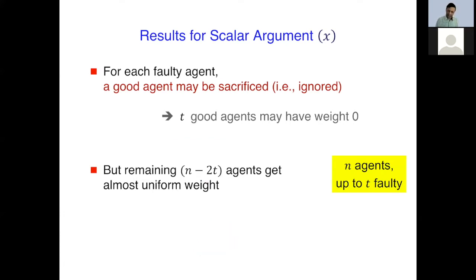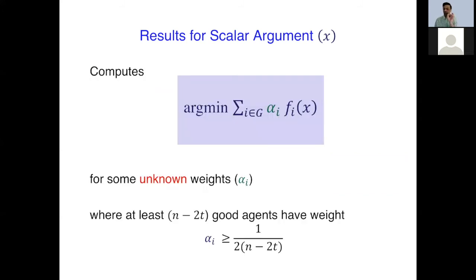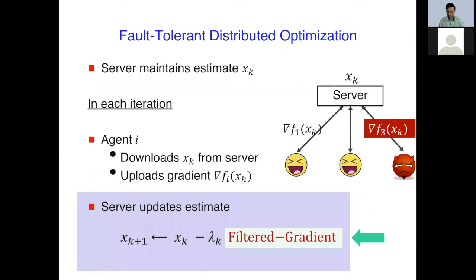We are not able to match that 1 over n minus 2t exactly, but one can come quite close to it within a factor of 2. So here is what is actually achievable. The algorithm that we just showed, let me go back for a second there. This is the algorithm, right?